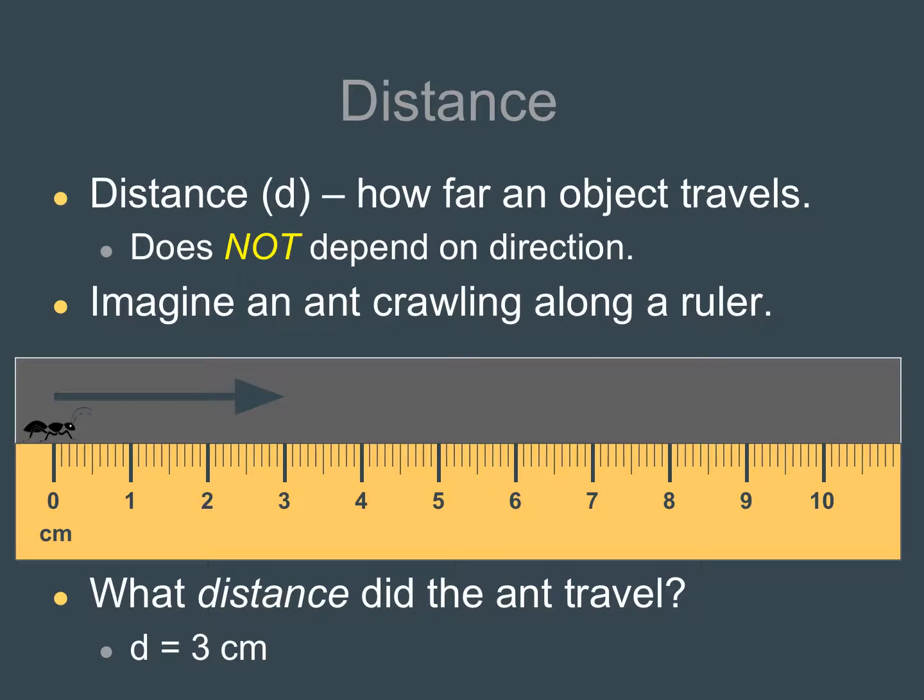All right, so we have distance. You have heard this before, since probably you were two. Distance is how far an object travels, okay? So it does not depend on direction. When we are talking in science, if we are talking about distance in this class, it does not depend on direction at all. Okay, so if we have this little ant right here crawling along on the ruler, and he goes all the way over to 3 centimeters. Okay, so the distance he traveled is 3 centimeters. Easy enough.